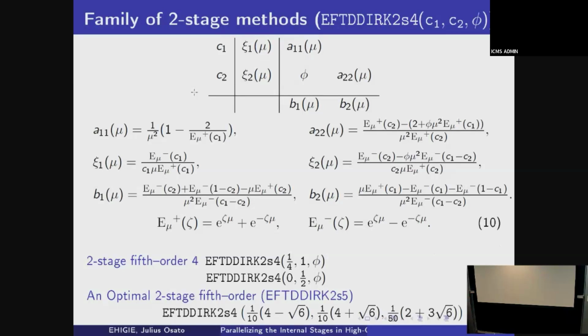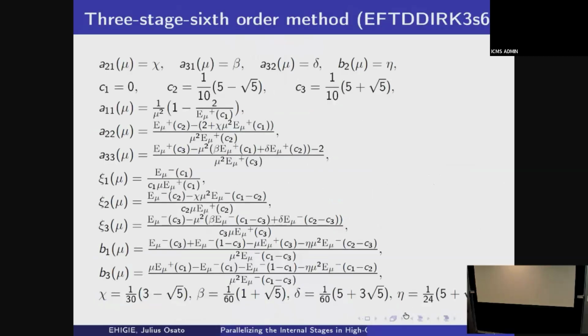And we found out, interestingly, that if we choose the parameters in this last line, the parameters for C1, C2, and phi, we get an optimal method for the 5. And also, this is a 3-stage method of order 6.